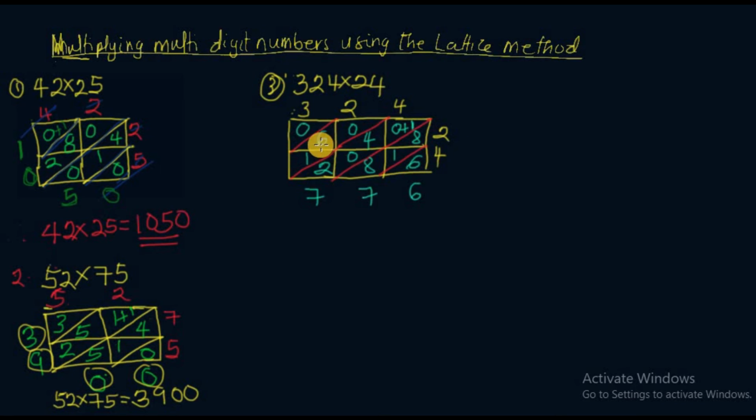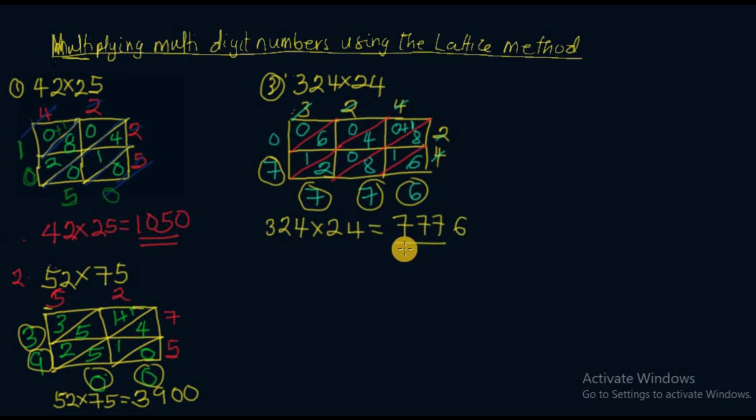6, so we're done with this. So 6 plus 1 is 7. Make sure you have nothing left to do with this, so you cancel that. So right now, there's 0. So therefore, the final answer is going to be all the values outside the grid, starting from the left. So therefore, 324 times 24 is equal to 7,776. That's our final answer.